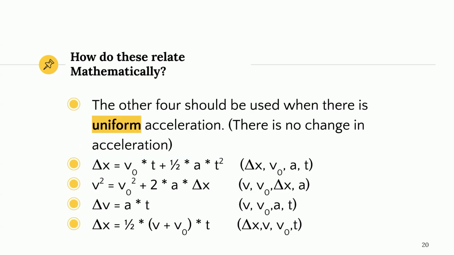The other 4 should be used when there is uniform acceleration. Like I said earlier, there is no change in acceleration. Those are delta x equals initial velocity times time plus 1/2 times acceleration times time squared. The next one is velocity squared equals initial velocity squared plus 2 times a times delta x. The next one is change in velocity equals acceleration times t. And the last one is delta x equals 1/2 times velocity plus initial velocity times time.